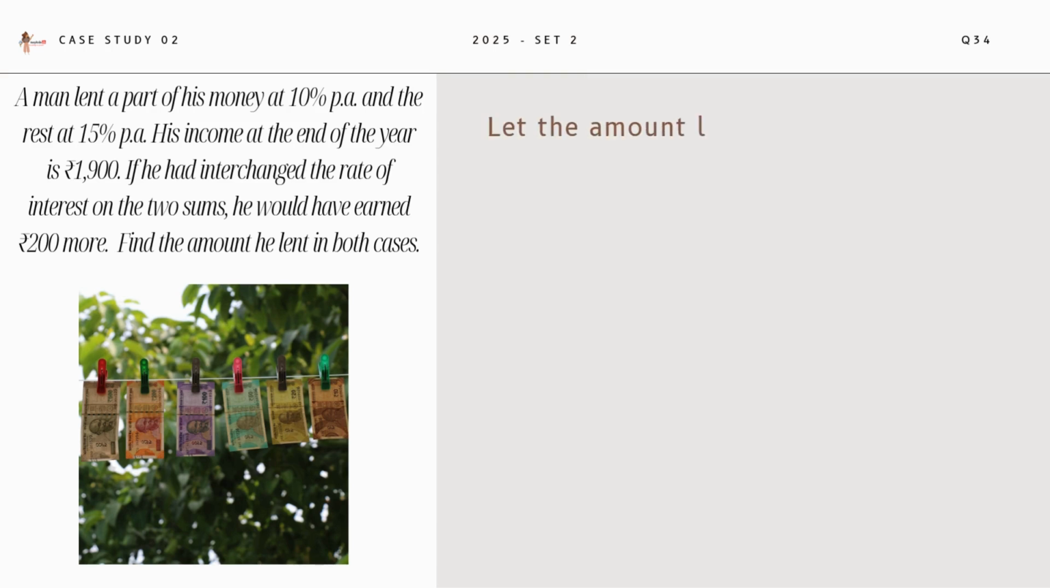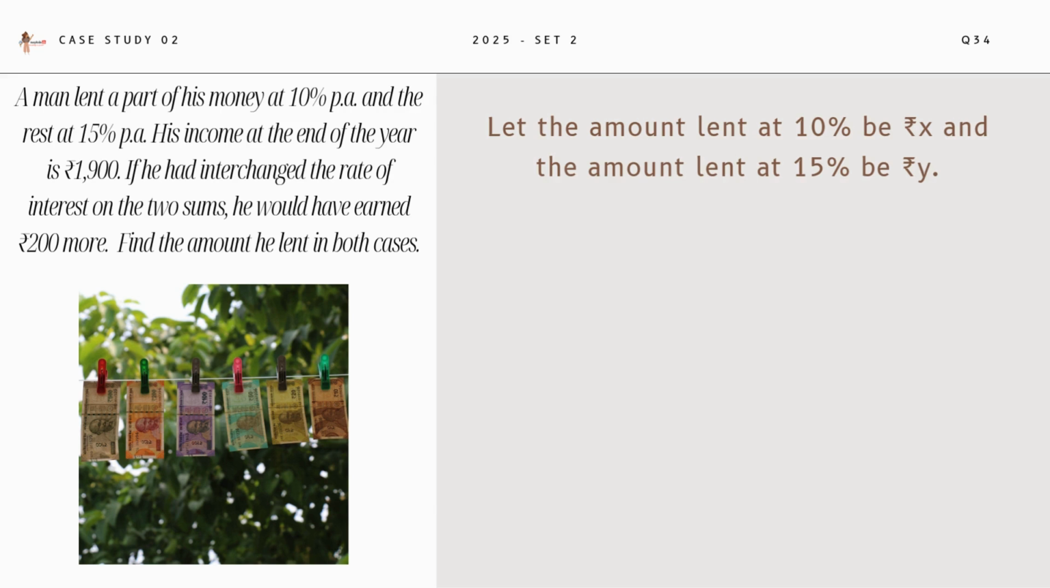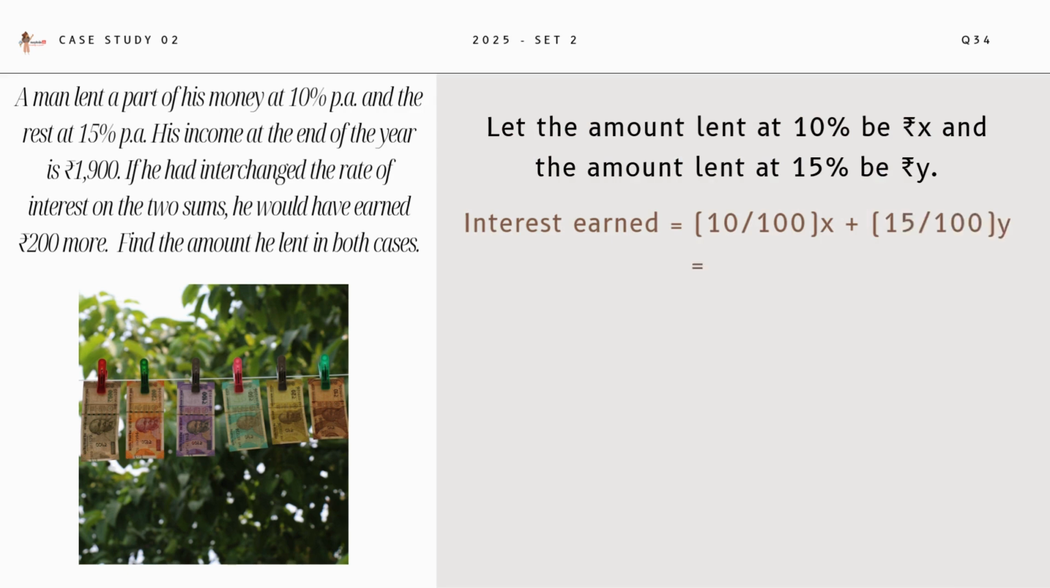Let the amount lent at 10% be rupees X and the amount lent at 15% be rupees Y. Based on the interest earned, we have these two equations. First, interest earned would be 10 by 100 times X plus 15 by 100 times Y, and this is equal to 1900 as given. So we can say 0.10x plus 0.15y is equal to 1900.